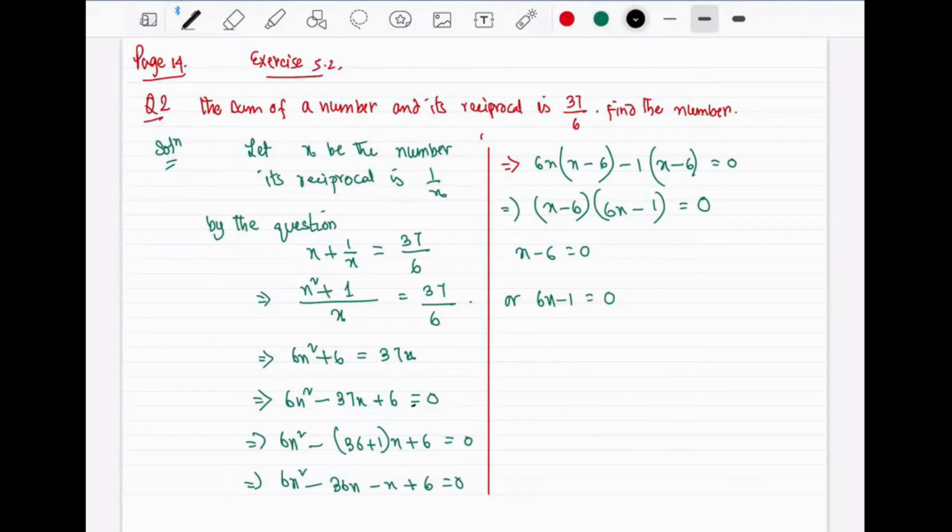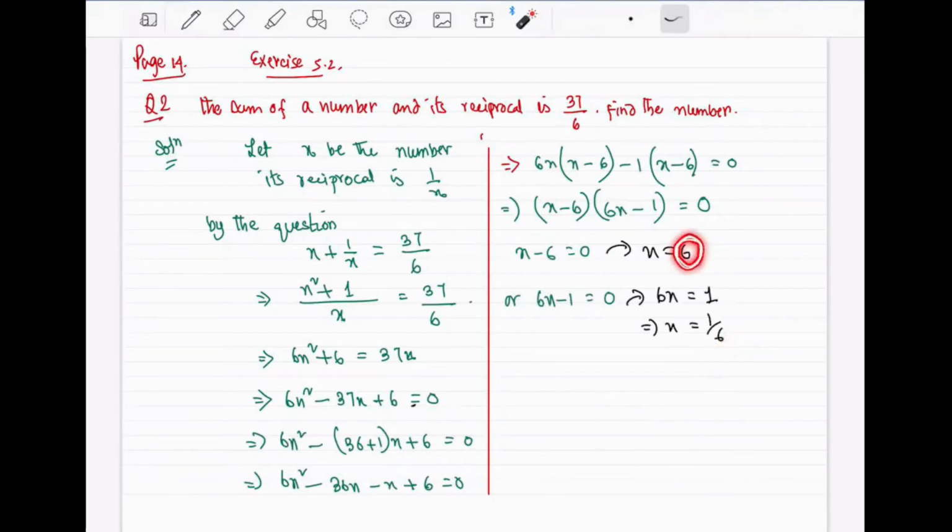From the first one, we are going to get x is equal to 6. Second one, we are going to get 6x is equal to 1, implies that x is equal to 1 by 6. So we get two values of x here. Since it's a quadratic equation, we are supposed to get it. One of the values is 6, the other one is 1 by 6. Yeah, let's take the whole number.